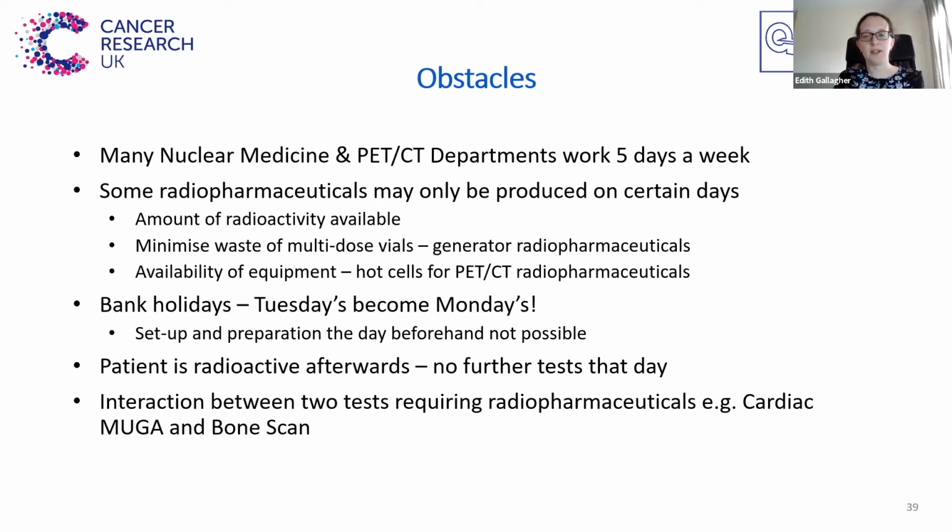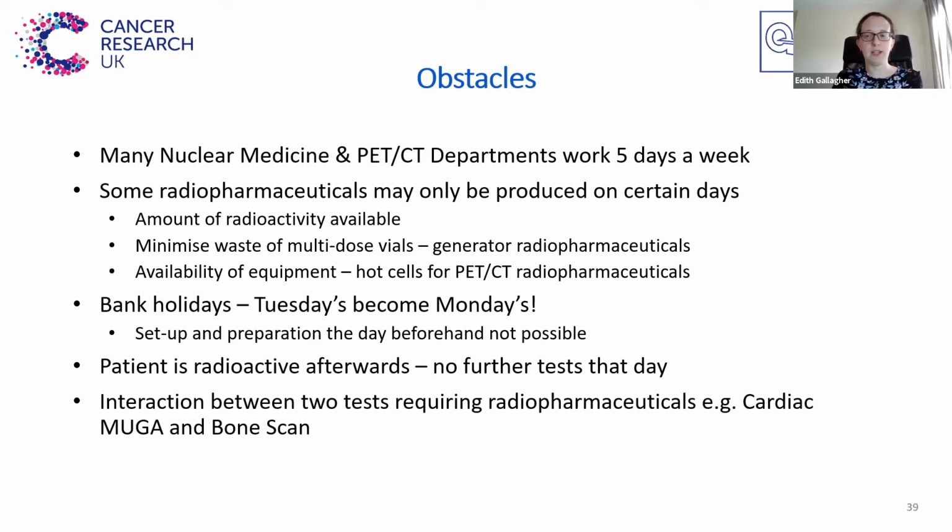And this might be things like weekly maintenance of the cyclotron or weekly cleans of the radiopharmacy. These can affect the timings of the workload of radiopharmaceutical production on those Tuesdays. As I mentioned before, the patient continues to be radioactive after they have finished their scan. It is therefore advised for them not to have any other tests done afterwards on that day.